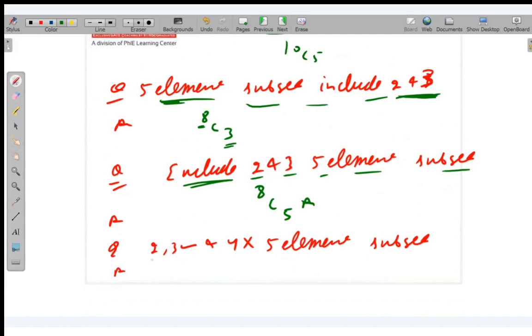So yeah, 2 and 3 included, 4 is excluded. So we want to make a 5 element subset. 2 and 3 should be included, 4 should be excluded. So how many elements do we have to pick now? Because two elements are already there, I have to pick 3 elements. But from how many? 2, 3 and 4 are gone, so 7 are left. So 7C3 is the answer.